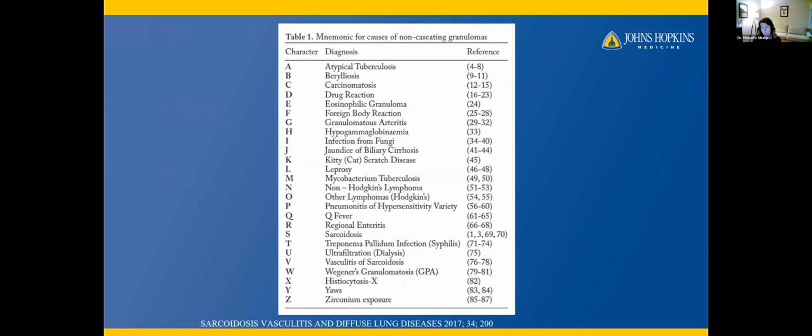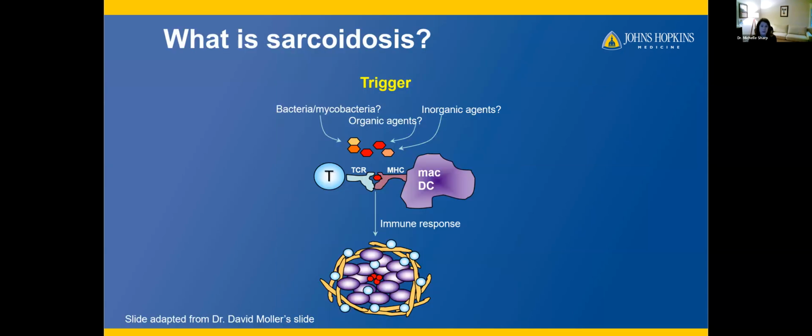So we've gone over a little bit about granulomatous inflammation. And I just wanted to also remind you again that there are a lot of different things that can cause granulomas and granulomatous inflammation. And I love this from 2017, the A to Z of things that can cause granulomatous inflammation. And so the first, again, is trying to rule out other things and make sure that's not what's causing the inflammation or the clinical scenario.